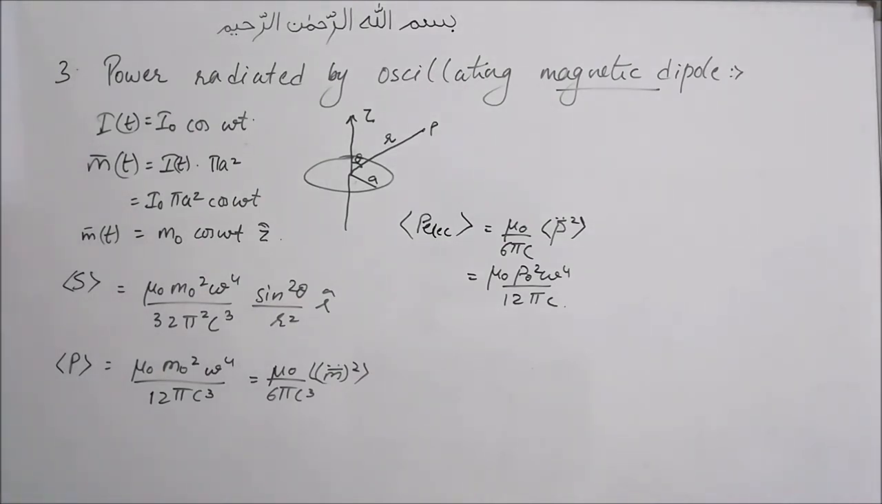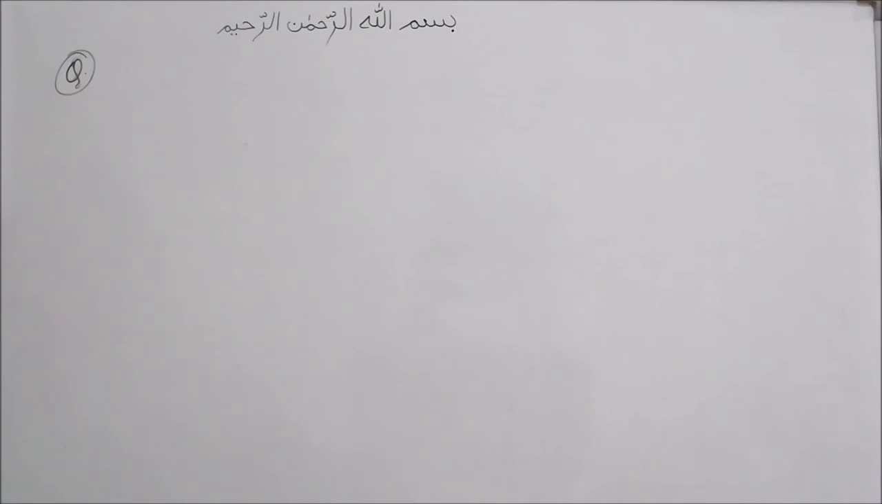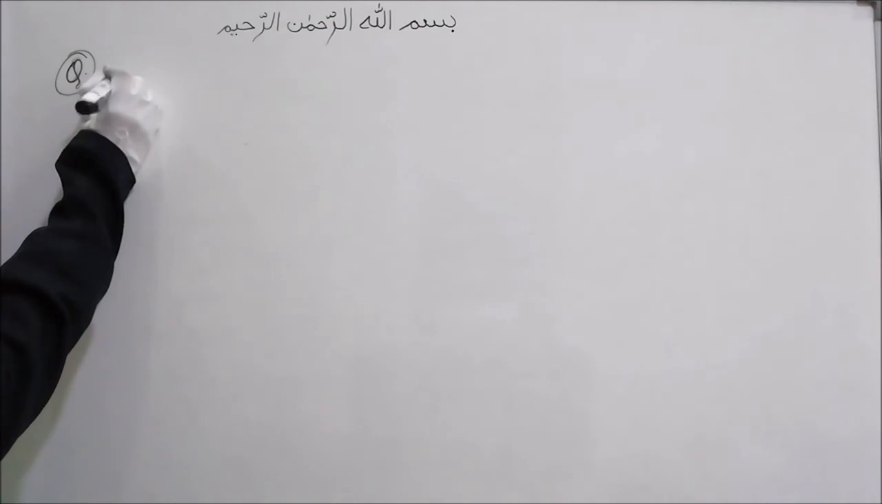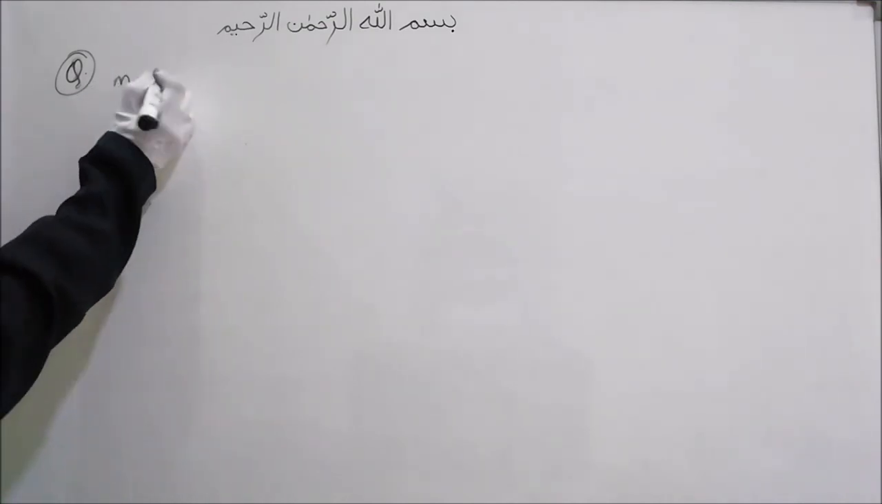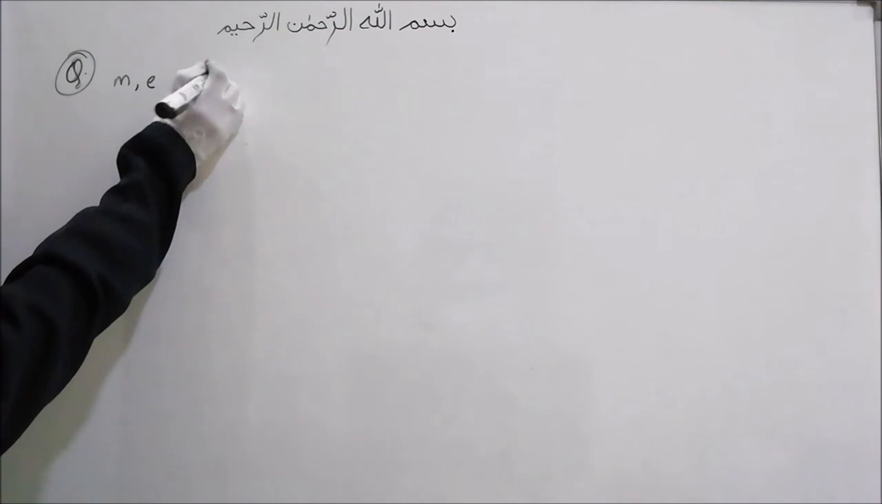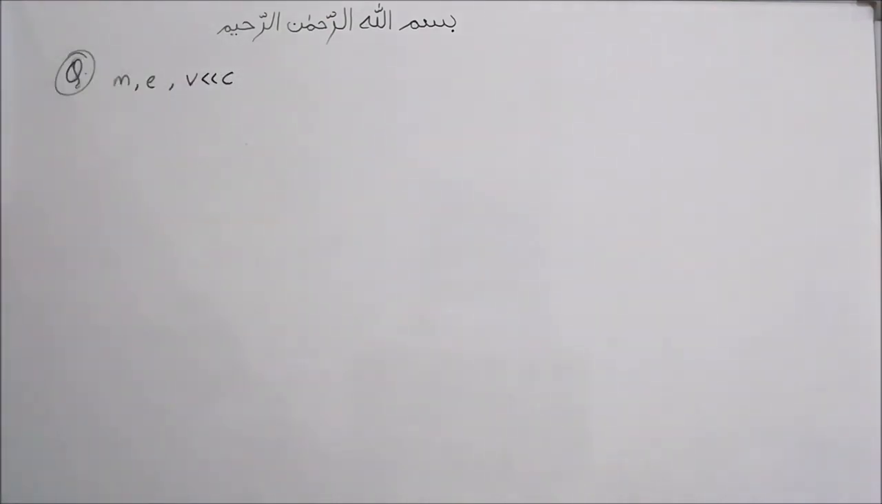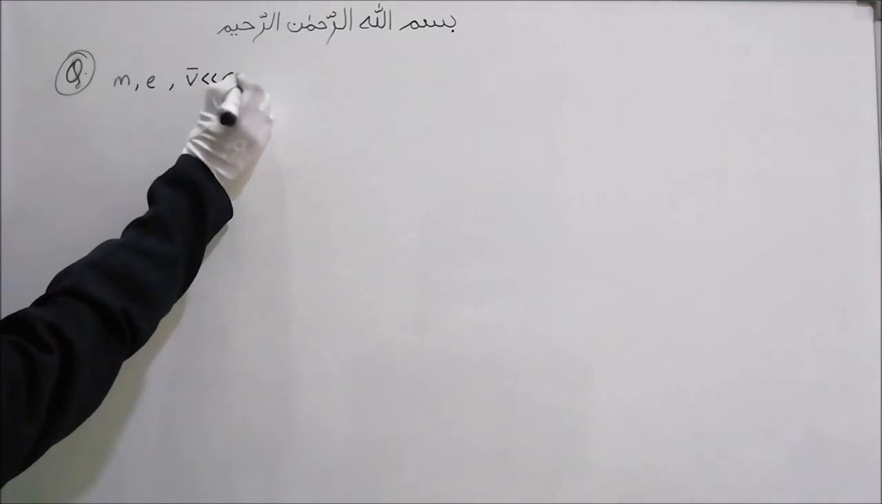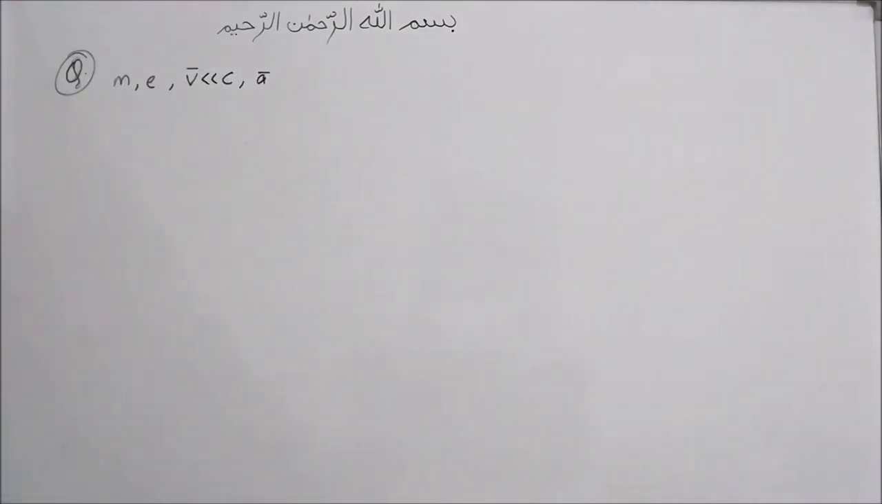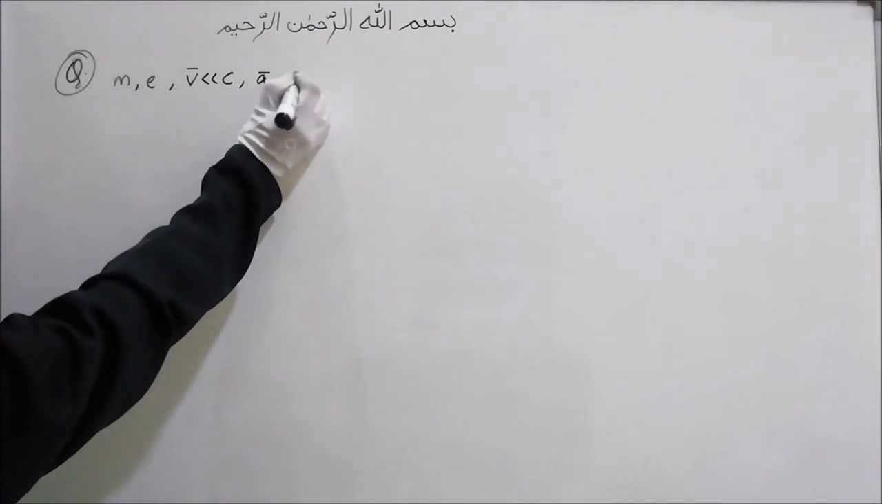These are all formulas, and try to learn as many of them as you can. I will look at a problem and then we'll stop. The question goes like this. A non-relativistic particle, non-relativistic meaning the velocity is very much less than c, of mass m, charge e, moving with a velocity v, and acceleration a, emits radiation of intensity I.